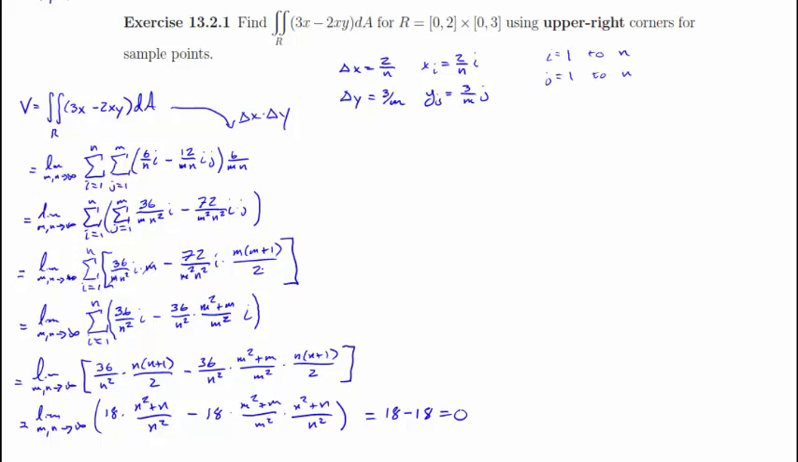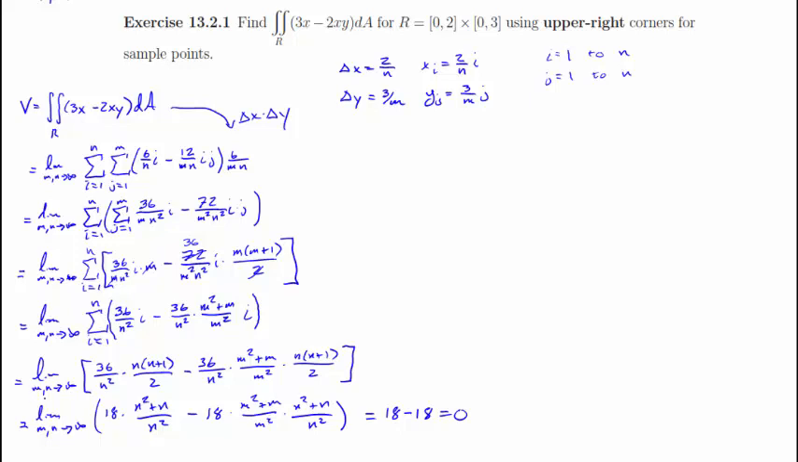This then, I'm going to reorganize just a hair. This equals the limit as m and n go to infinity of the sum from i equals 1 to n of 36 over n squared i minus 36 over n squared times m squared plus m all over m squared times i. So I move the i to the right, the 72 and the 2 reduced to a 36 over 1. And I distributed the m through to get m squared plus m on top here.